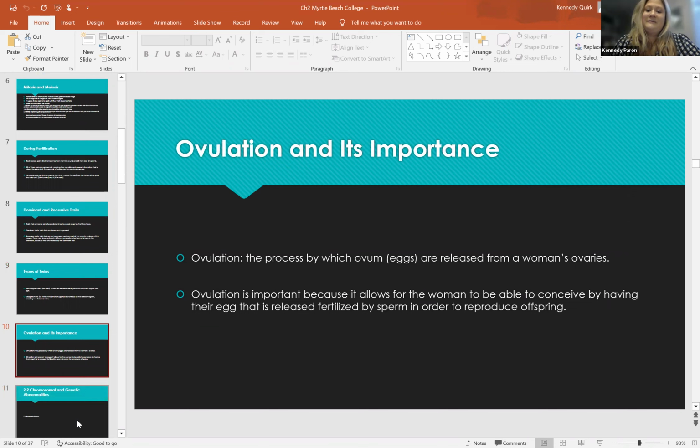Next we're going to talk about ovulation and its importance. What is ovulation? This is when the egg is released from the woman's ovaries. This is important because it allows the woman to conceive by having her egg released while a sperm is inside her and fertilizes it in order to produce offspring.